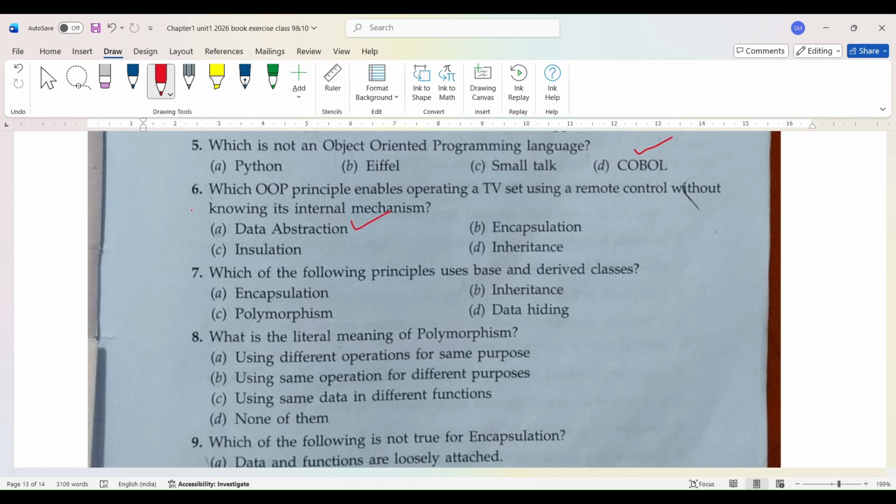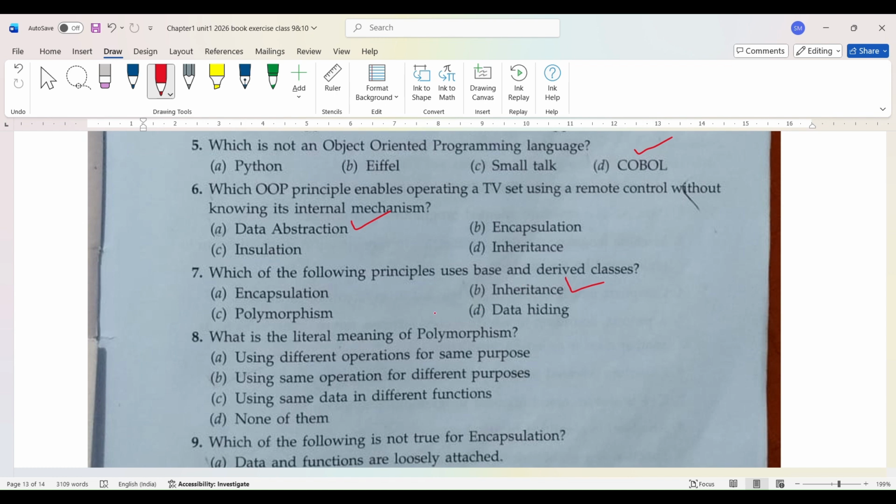Next question. Which of the following principles uses base and derived class? Encapsulation, inheritance, polymorphism, or data hiding? The correct answer is inheritance. Inheritance means one class acquiring features from another class. The base class is the parent class. The derived class is the child class. The child class derives some features from the parent class. This is known as inheritance.